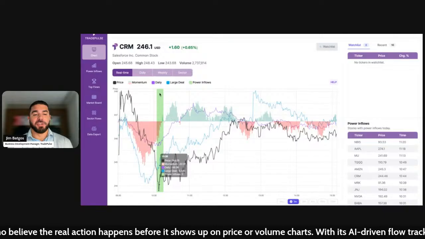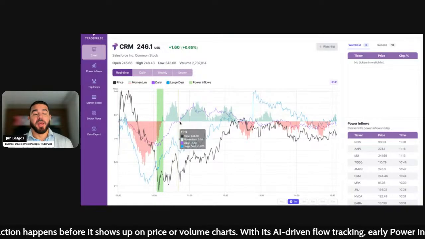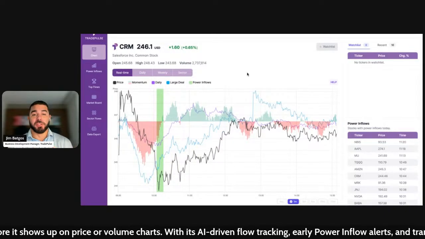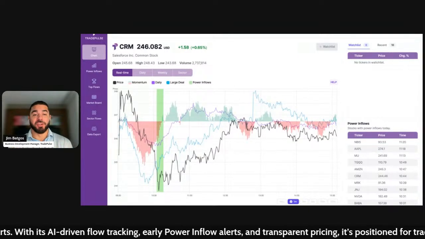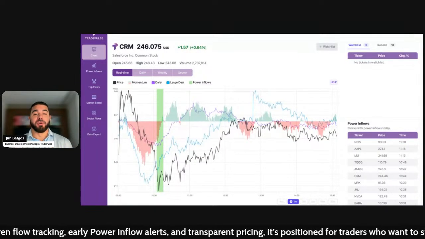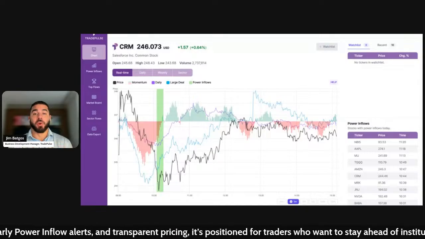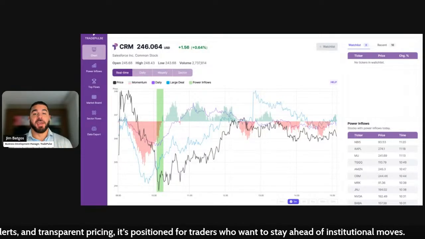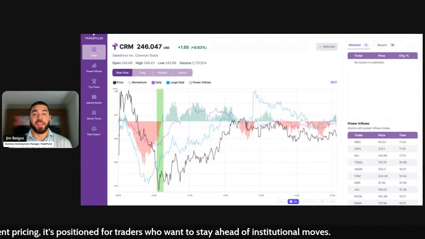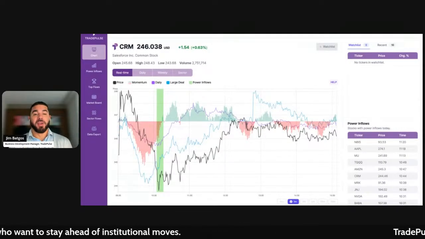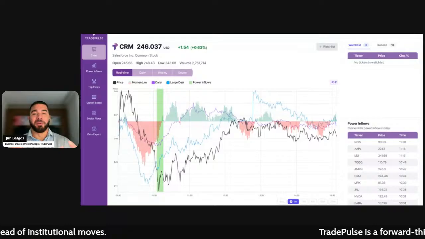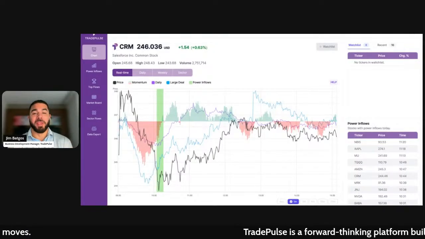And then lastly, I want you to see that vertical green bar there. That's what we call our power inflow signal. This is our proprietary AI-driven signal that I mentioned. This is meant to capture a real shift in the order flow from negative to positive. This is meant to be a bullish trend indicator based on that order flow and what our algorithm is picking up. So essentially, we're saying this is an opportune time to get in the market based on all those factors.